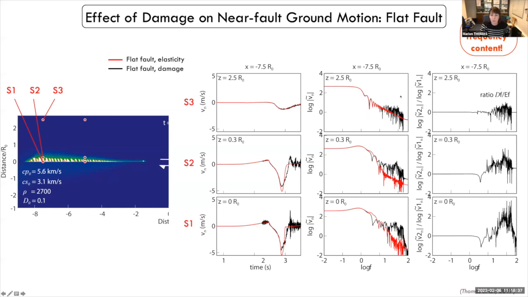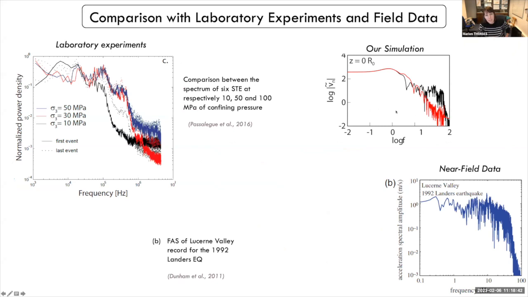This is just a ratio to emphasize the point between the red curve and the black curve. And this is something we observe in nature, and in the lab. This is some field observation, a near-field station for the Landers earthquake, and you see that we have a high frequency content between 10 and 100 hertz, like in our simulation. This is some lab experiment performed by François Passelègue, where they changed the confining pressure, and as you increase the confining pressure, you increase damage. And they observe a high frequency content as you increase damage.